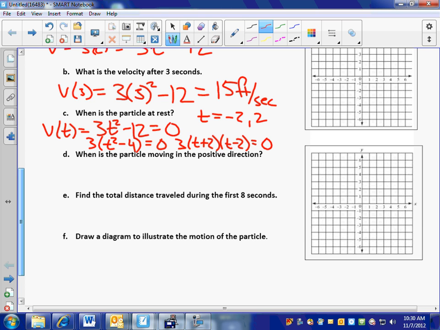Is negative 2 in our domain? No, it is not. Negative 2 is not in the domain. So therefore, we just have one solution. It found the other if there was negative time, but there is not. So we are just left with time is equal to 2.